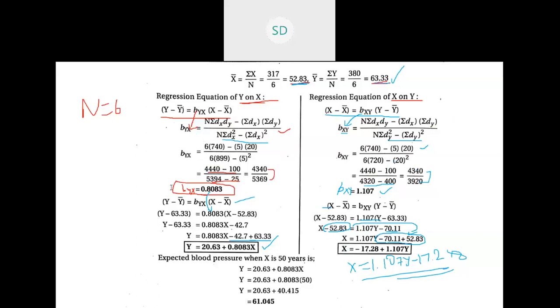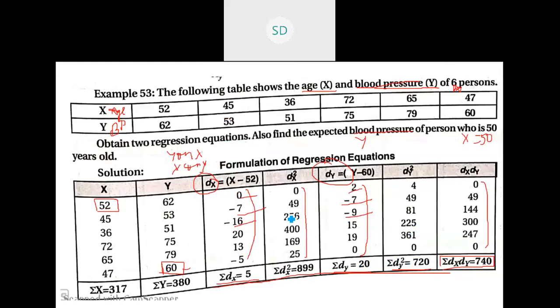So everybody understood this. Okay. Now let us solve the last value in the problem. If you see the question, we have to also predict one value when the age is 50. Okay, so we have to predict the blood pressure of one person whose age is 50. So if you see here, also find expected blood pressure of person who is 50 years old. Now we know the value of x and we are supposed to find the value of y. Now in this case, which means that we are supposed to use the equation y on x. Okay.